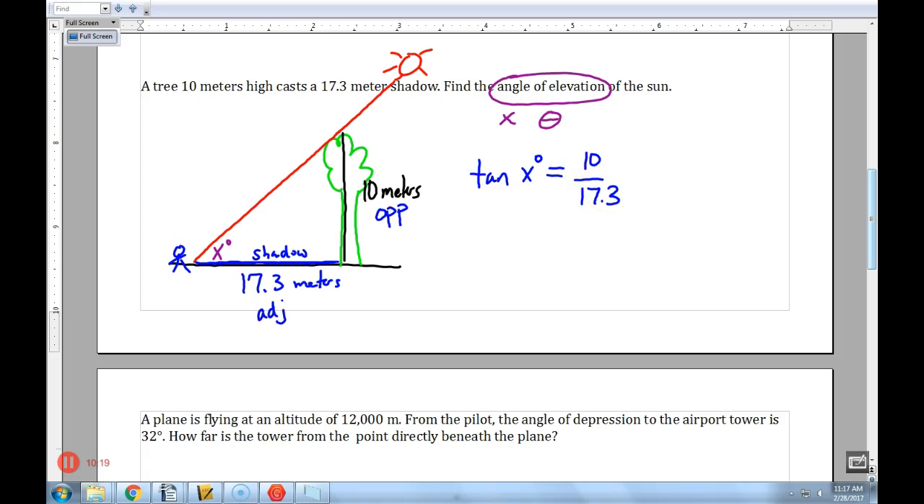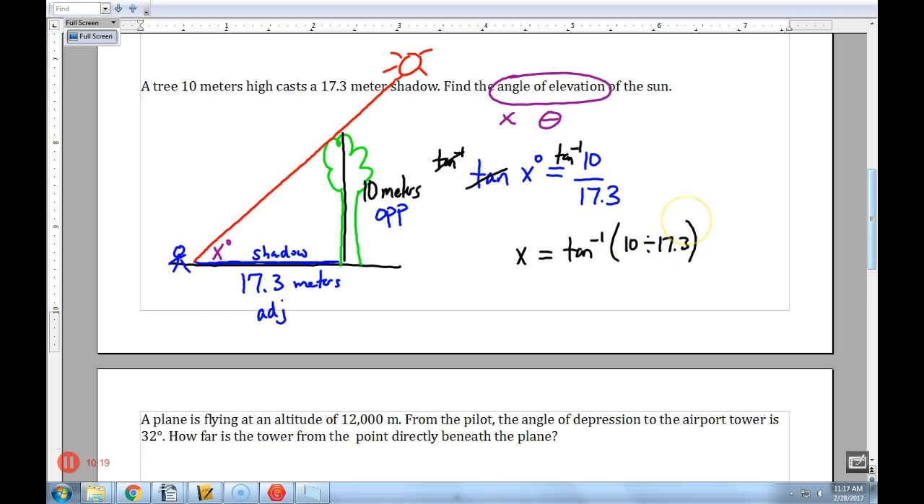Now, whenever you're solving for angles, I know I need to use the inverse. So to get x all by itself, I need to take the inverse of both sides. What that does is it basically makes these cancel out. And I get x equals, and I need to plug this in my calculator.